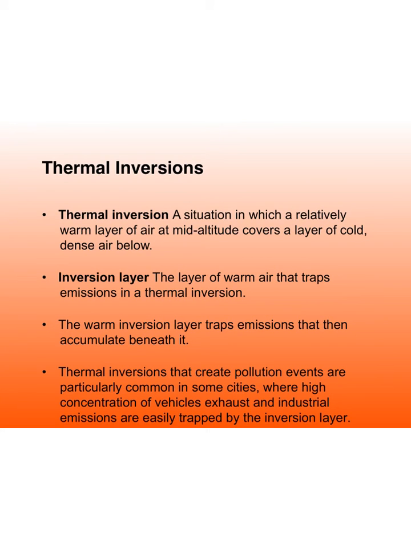All right, thermal inversion. It's a situation in which a relatively warm layer of air at mid-altitude covers a layer of cold, dense air below. And how does that happen? From an increased layer of smog. The warm inversion layer traps emissions that accumulate beneath it. So usually you have a really big hot layer of air right here. Well, what's this stuff going to do as it goes upward? It's going to cool down, right?